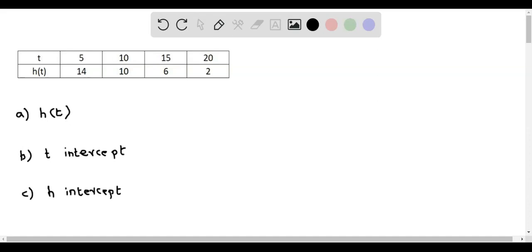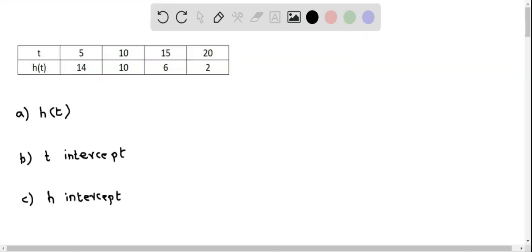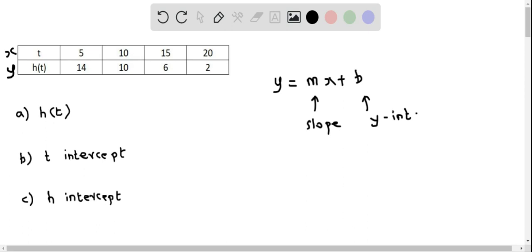We will now find a formula for the linear function h of t. So I'm going to use the standard form of the linear function, that is y equals mx plus b, where m is the slope of the line and b is the y-intercept of the line. I'm going to use this table to determine the slope as well as the y-intercept. Let me consider t as x, and h of t represents y.